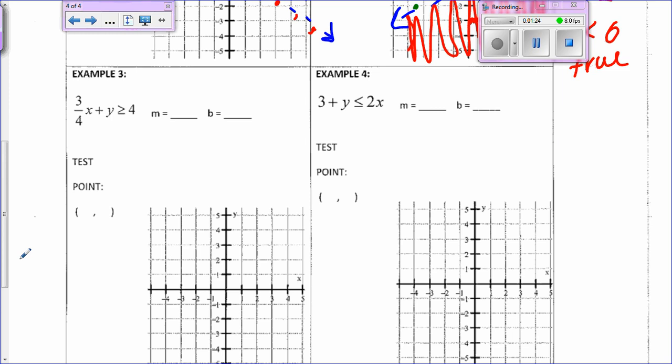I want you guys to remember that we need to make sure that our inequality is in the form of y equals mx plus b. And looking at this right here, it doesn't look like this is in y equals mx plus b format. So that means I'm going to have to do some work, okay? I need to get y by itself, which means I need to solve for y.